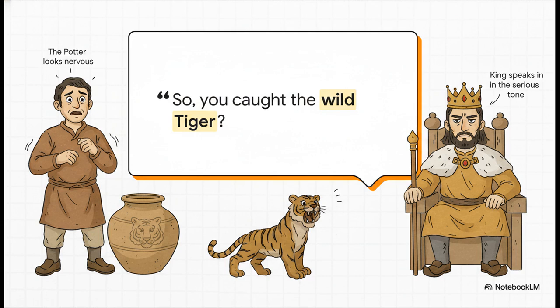Now we switch to Scene 2. See how the new setting is clearly stated? And again, those little stage directions do so much work. We're told the Potter looks nervous, and the King has a serious tone. Without any long descriptions, we immediately understand the mood of the scene.